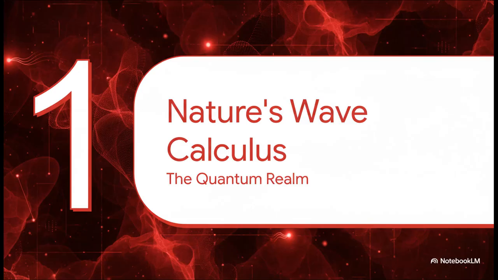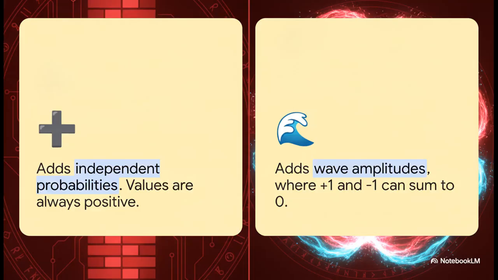Section 1. Nature's invisible wave calculus. At its most fundamental level, the quantum realm isn't described by solid, deterministic values. Instead, it's all about wave functions, these complex-valued probability fields. Now, in our everyday classical computers, probability is pretty straightforward. A classical bit might have, say, a 50% chance of being a 1 and a 50% chance of being a 0.